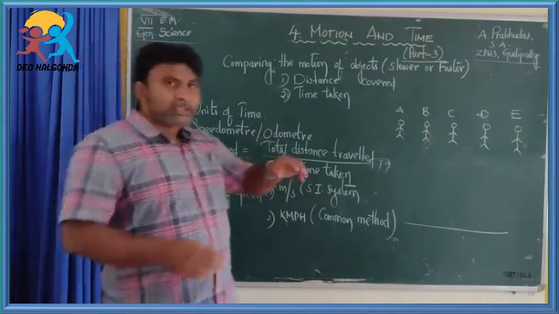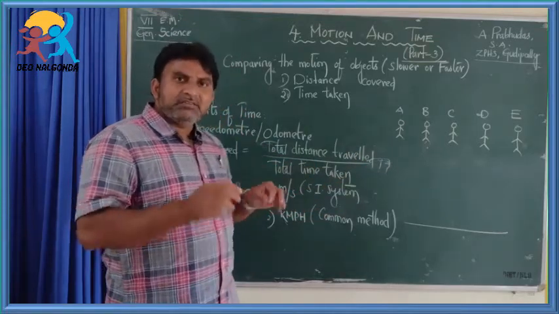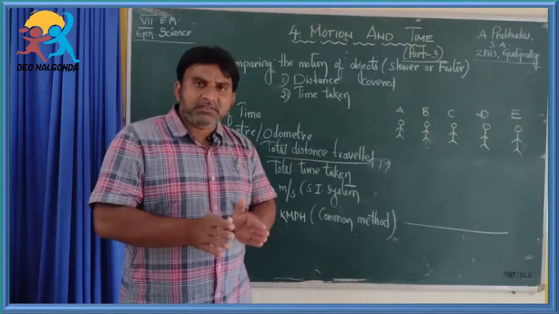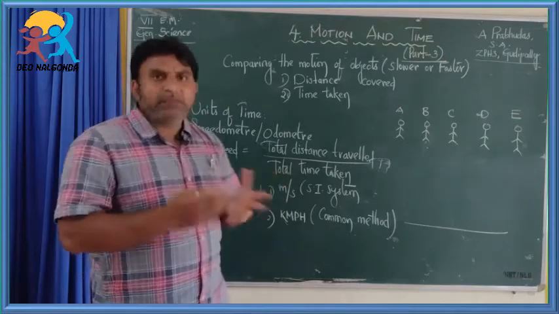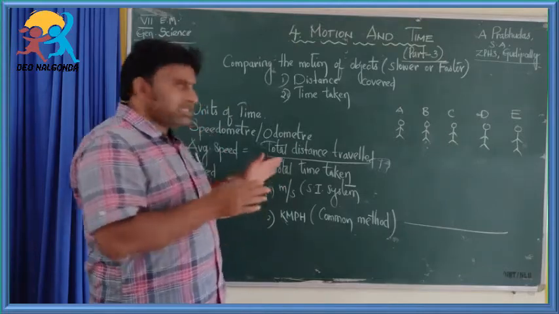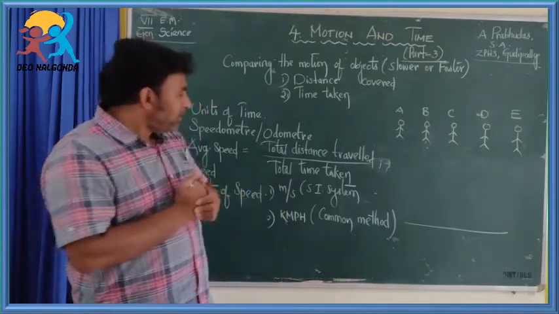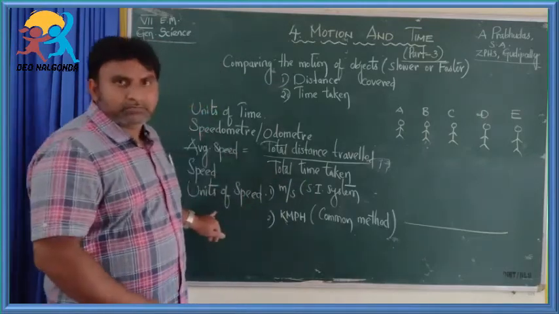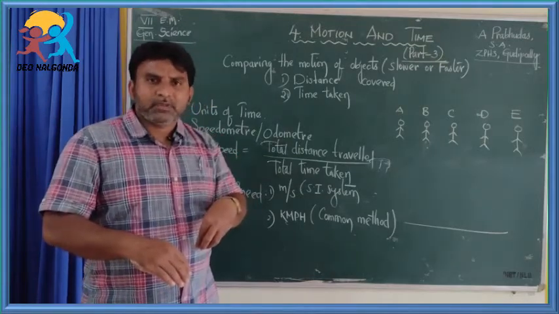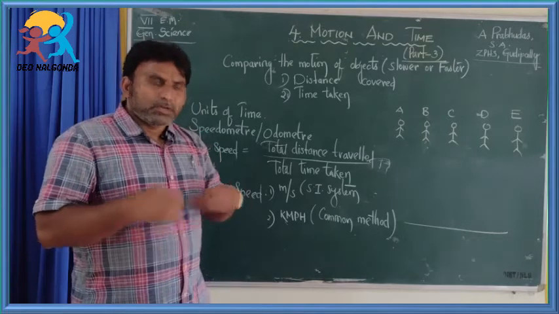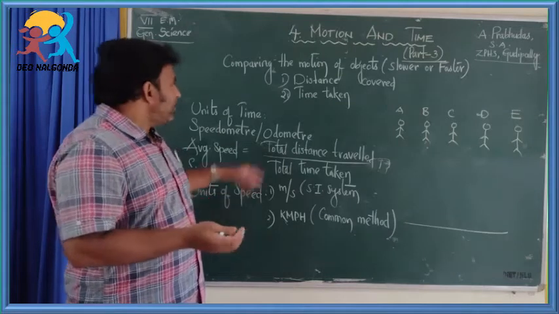Average speed is the total distance travelled by the time, and speed, as we just mentioned, is the distance travelled to the time taken. Then what are the units of time? Every quantity requires a unit to determine it.